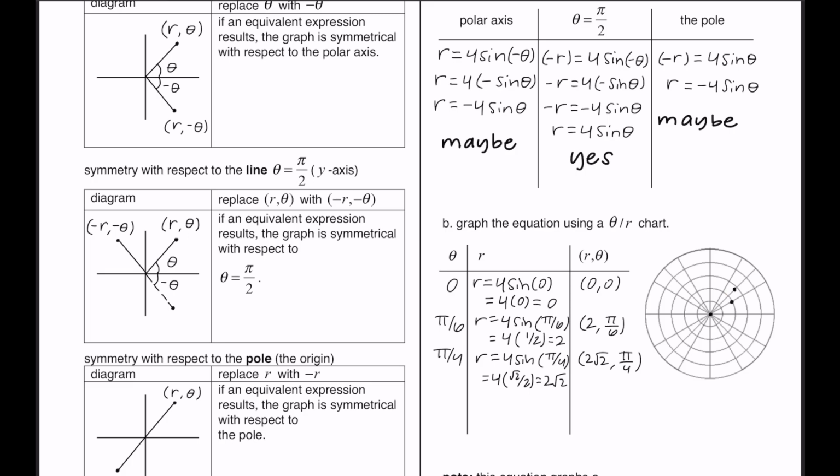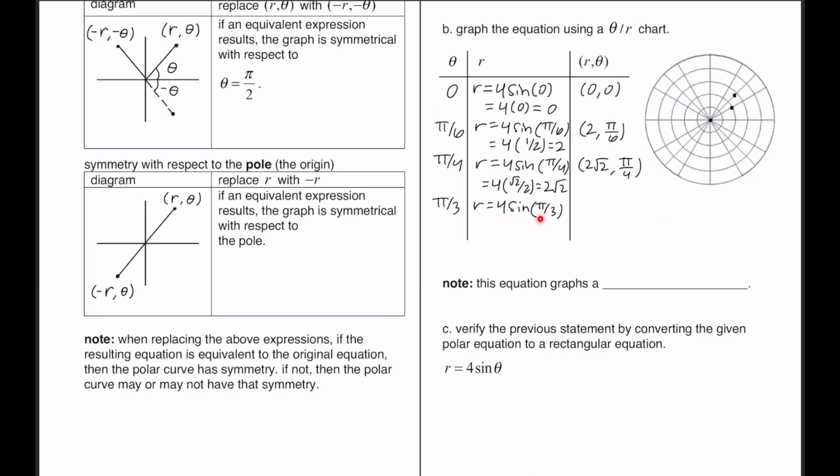Okay, let's keep going. So we have 4 times sine of pi over 3. Sine of pi over 3 is root 3 over 2. And again, 4 divided by 2 is 2, so you get 2 root 3. So we're going to rotate pi over 3, which gets us right here. And then 2 root 3 is about 3.5. So we'll go out 3.5. All right, and let's go ahead and plug in pi over 2. And here we have sine of pi over 2 is 1, and then we multiply that by 4 to get 4. So when we rotate all the way up to pi over 2, we're going to go out 4.